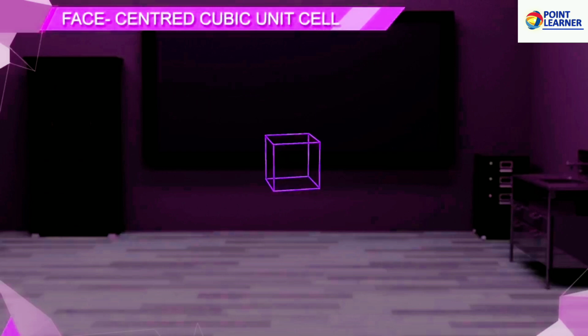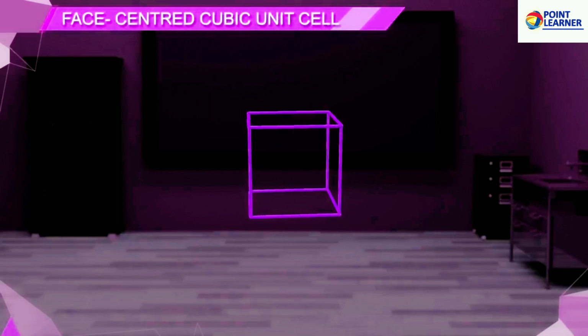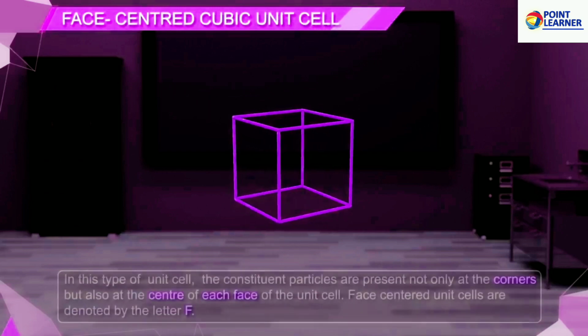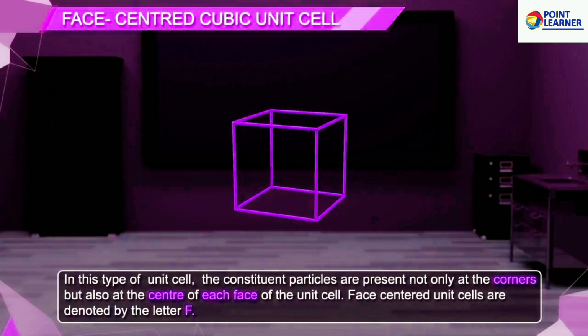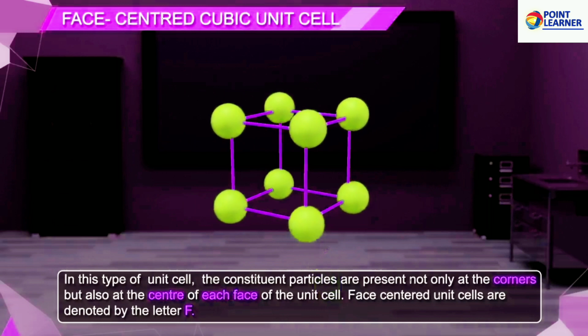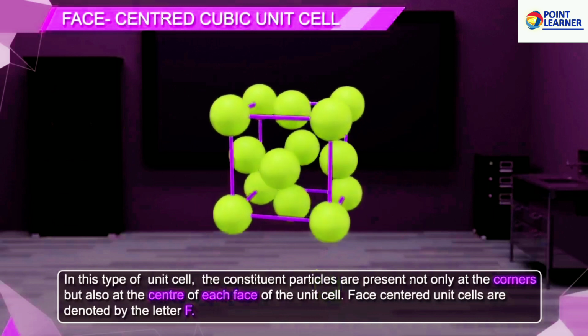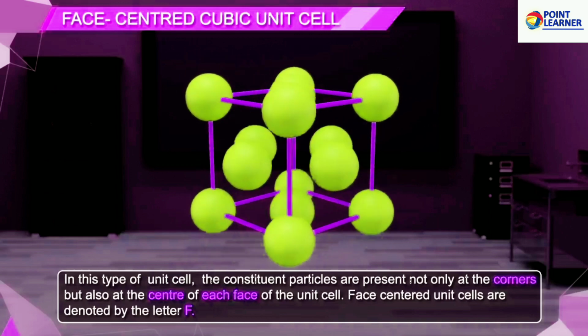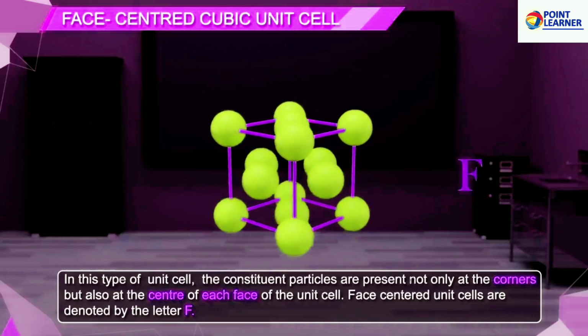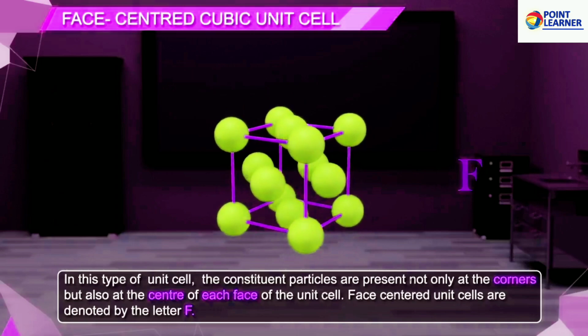Face-centered cubic unit cell. In this type of unit cell, the constituent particles are present not only at the corners, but also at the center of each face of the unit cell. Face-centered unit cells are denoted by the letter F.